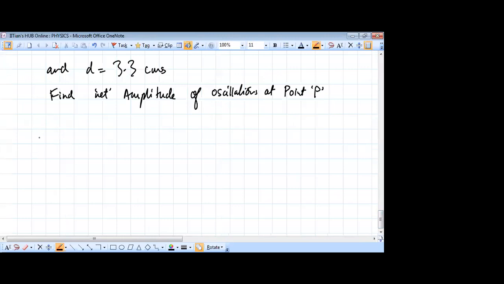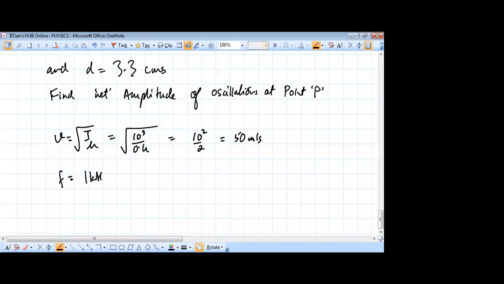Let me look at the wave speed, square root of T by mu. So that is square root of 10 raised to power 3 divided by 0.4. So that will become 10 raised to power 2 by 2, or 50 meters per second. And frequency is given to us as 1 kilohertz or 1000 hertz. So the wavelength will become 5 centimeters, or 50 by 1000 meters. So that is 5 upon 100.